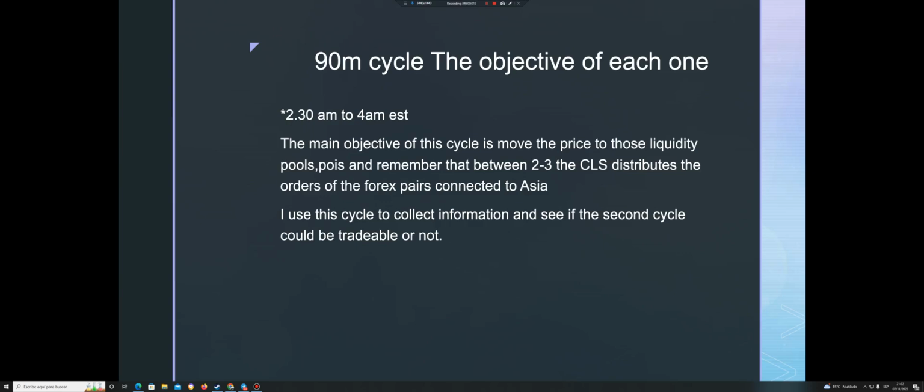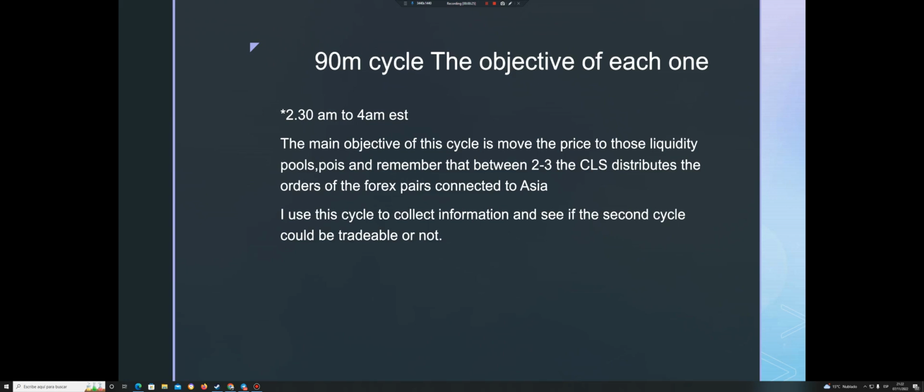So hello guys, and now we go with the 90-minute cycle, the objective of each one. Let's start with the first one, which is from 2:30 a.m. to 4 a.m. EST, New York time. The main objective of this cycle is to move the price to those liquidity pools, boys.